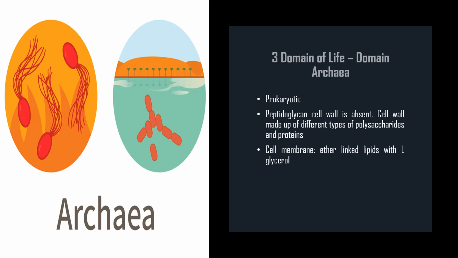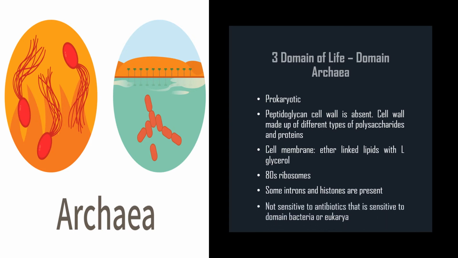So, we can summarize archaea. They are prokaryotic. Peptidoglycan cell wall is absent. The cell wall is made up of different types of polysaccharides and proteins, and some cell membranes are ether linked to lipid with L-glycerols. They have 80S ribosomes, some introns and histones are present, and they are not sensitive to antibiotics that are effective against domain bacteria and eukarya.